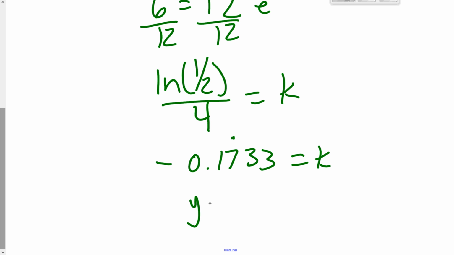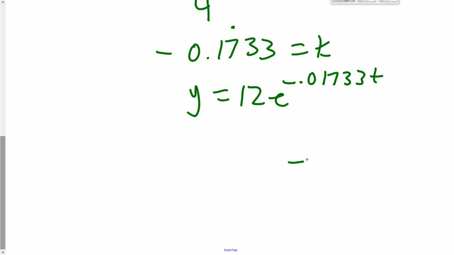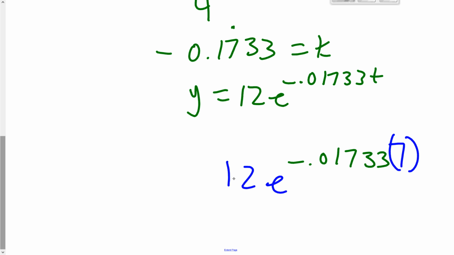Now we can enter that in. y equals our initial amount, which again is 12, times e raised to our k, negative 0.01733 times our t. Now we can find out how much is left after any number of years, and they want to know after 7 years, so we enter 7 for t into our calculator. Remember, we can enter it just like this, and we get 3.57 grams. So that's number 15.